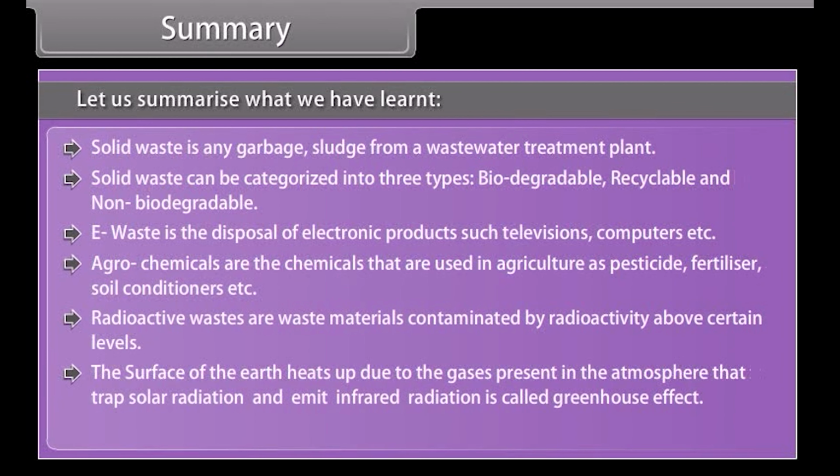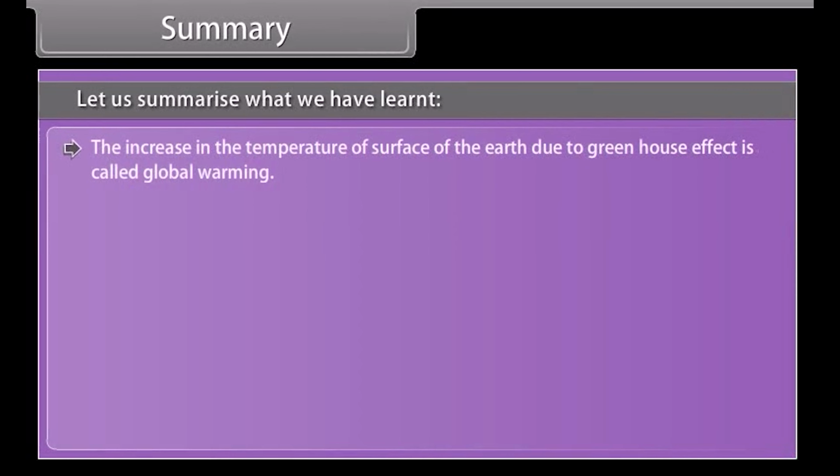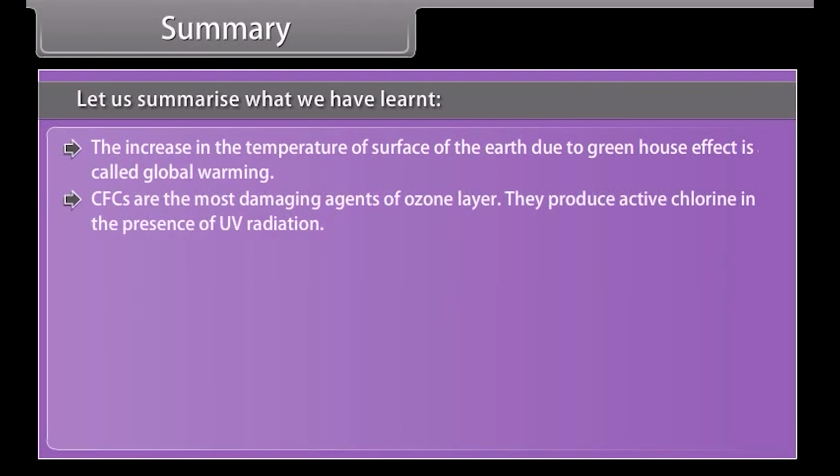The surface of the earth heats up due to the gases present in the atmosphere that trap solar radiation and emit infrared radiation. This is called the greenhouse effect. The gases present in the atmosphere are called greenhouse gases. The increase in the temperature of the surface of the earth due to the greenhouse effect is called global warming. CFCs are the most damaging agents of the ozone layer. They produce active chlorine in the presence of UV radiation.